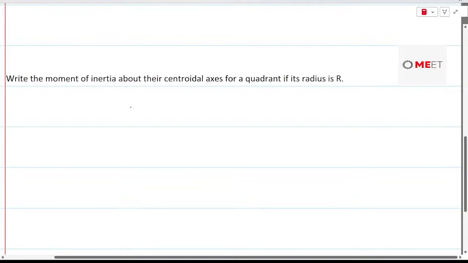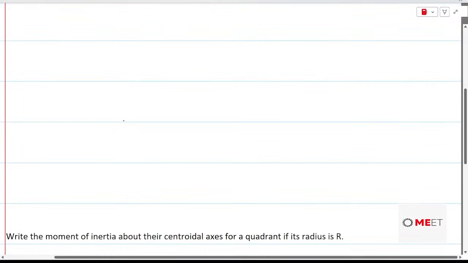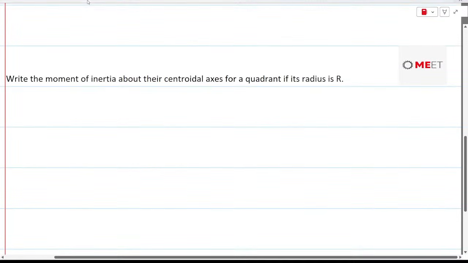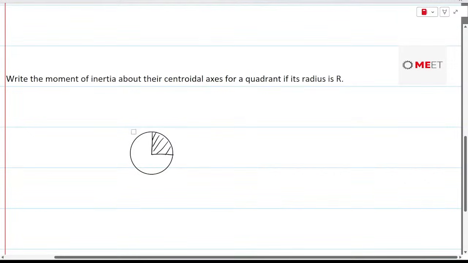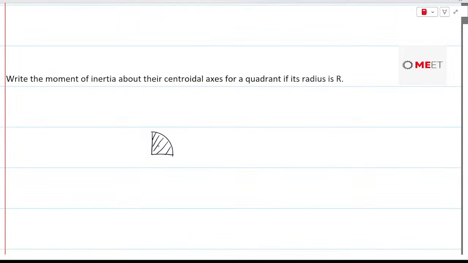Write the moment of inertia about the centroidal axis for a quadrant if the radius is r. Quadrant means the 1/4 of the circle needs to be considered. So let me just draw the circle. So this is this, and for this portion we need to write the moment of inertia, and the inertia should be considered about the centroidal axis. So the centroidal axis is expected to be somewhere here. The centroidal coordinates are 4r by 3 pi and 4r by 3 pi from the edge.